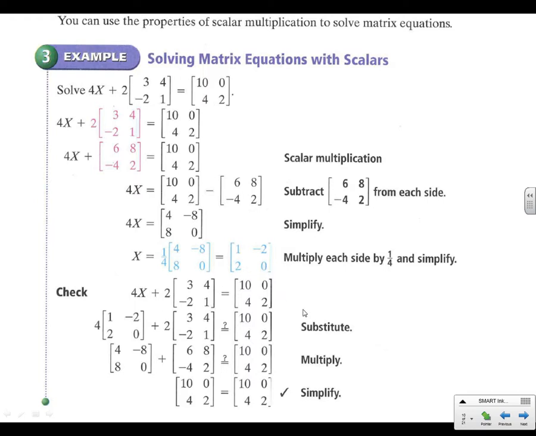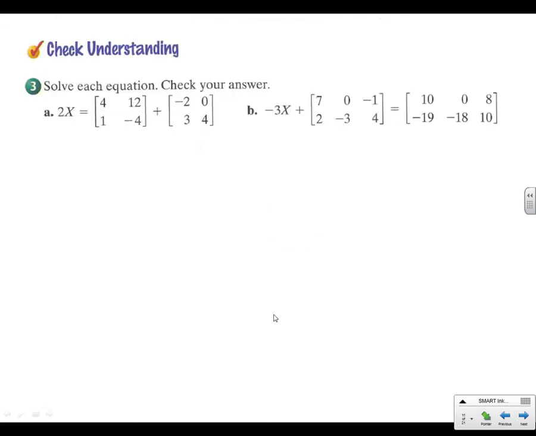Now this is nice here. Could we check this going back in? Absolutely. Let's plug in our new matrix for x, clean it all up, and add them together, and they should be identical equal matrices, which they are. Your turn. See if you can do A and B. Clean these up.